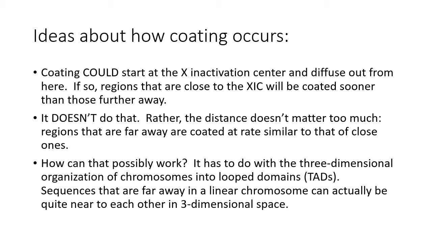Rather, the distance between the site of the Xist gene and the site of the RNA doesn't matter too much, because sites that are very far away get coded at a rate that's very similar to the close ones. So the question is, how could that possibly work? Okay, well, the answer is it has to do with the three-dimensional organization of chromosomes into various looped domains, which we'll discuss next time. But the idea is, if sequences are far away in a linear chromosome, in three-dimensional space, they can be quite near each other. So that's the idea under consideration.